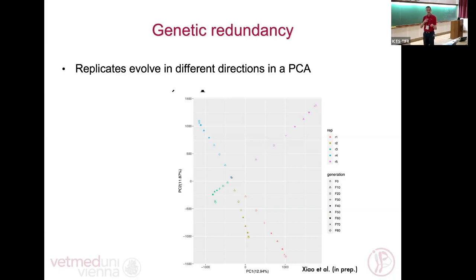So you can basically reach... It's the same founder population. You can do it with fruit flies. It's quite easy. You have lines, and you can use them to set up replicate populations. They evolve basically in parallel. They get the same phenotype, but do this by using different sets of loci.